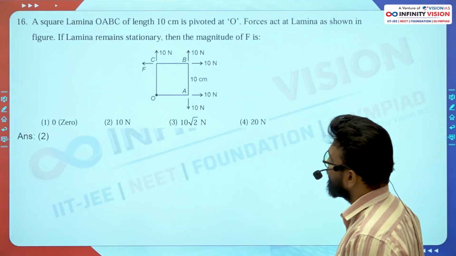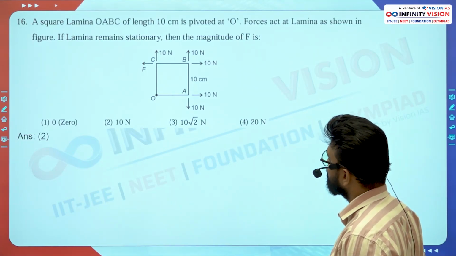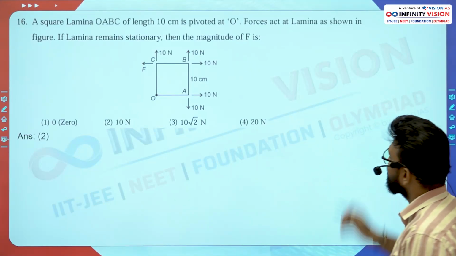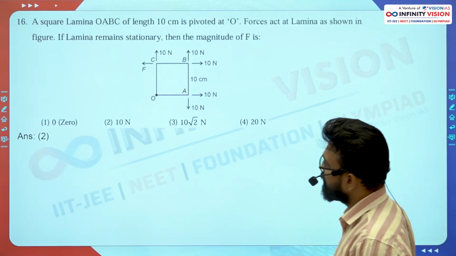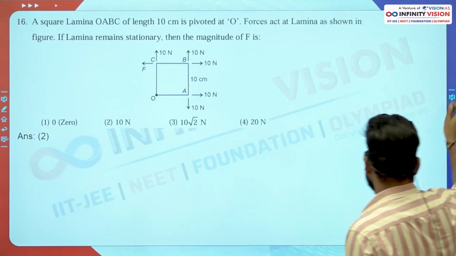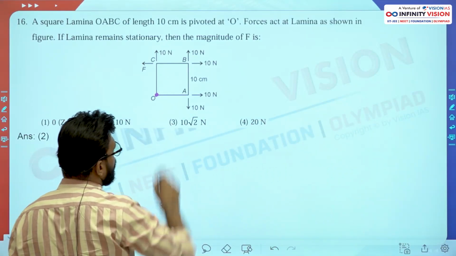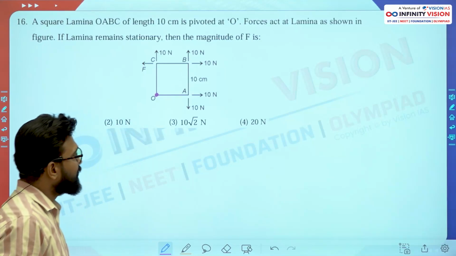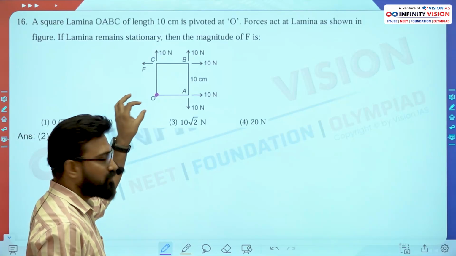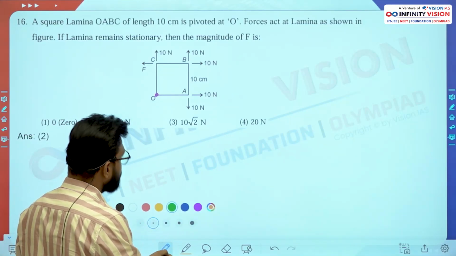Next, a lamina is already given to you, having length 10 centimeters, pivoted at point O. The forces acting on the lamina, as shown in the figure, are already given to you. If the lamina remains stationary, then find the magnitude of force F. If the lamina remains stationary with respect to this particular point O, that means the torque acting on this lamina must be equal to 0 at point O. With respect to O, the torque must be 0.